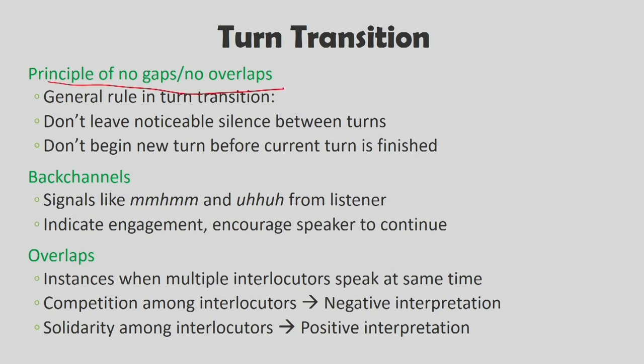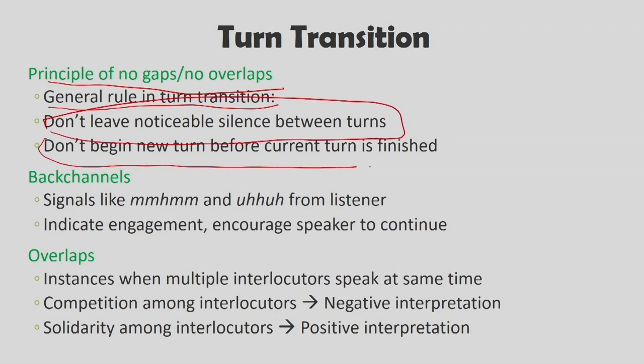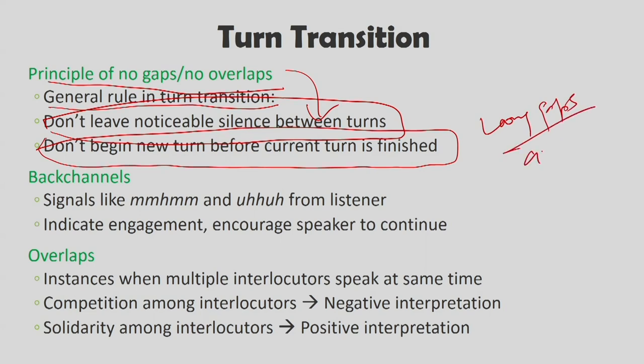So, the principle of no gap or no overlap says that the general rule in turn transition is: don't leave noticeable gaps between turns. Also, don't begin new turns before the current turn is actually finished. This is the rule that is actually being used. Longer gaps are perceived as silences, and they can be interpreted as hesitancy or awkwardness on the part of a speaker. So, if you have long gaps in conversation, this can be interpreted as awkwardness on the part of a speaker.